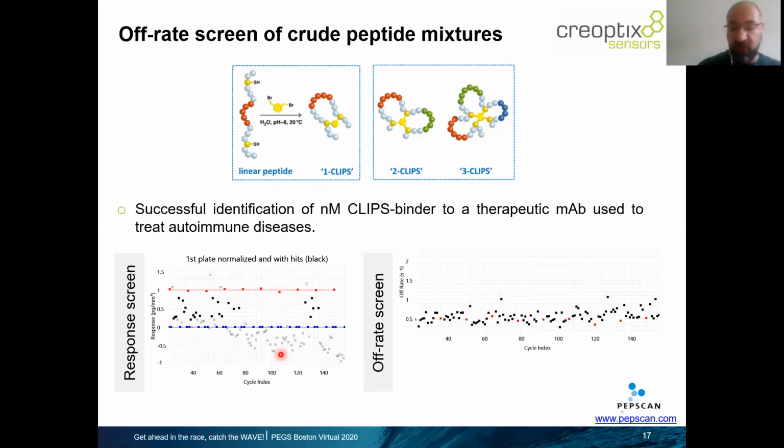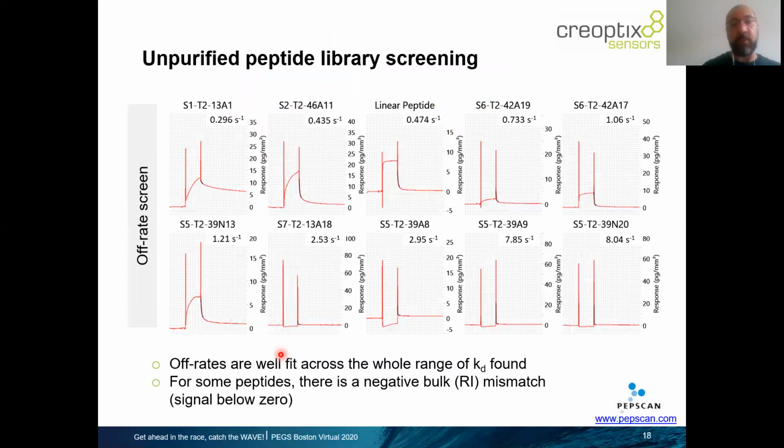So I'm going to show you here some off-rate screen examples where we could derive off-rates across the whole range of off-rates of this unpurified peptide library, ranging from here 0.2 per second to nearly 8 per second. And of course, we know that we can push it to 10 per second.